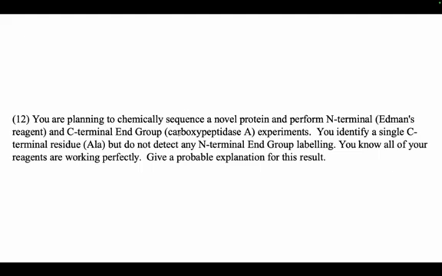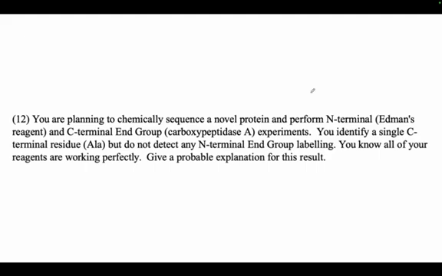You're planning to chemically sequence a novel protein and perform N-terminal and C-terminal end-group experiments. You can identify a single C-terminal residue, but do not detect any N-terminal end-group labeling. But you know all of your reagents are working perfectly. So what is the possible explanation?